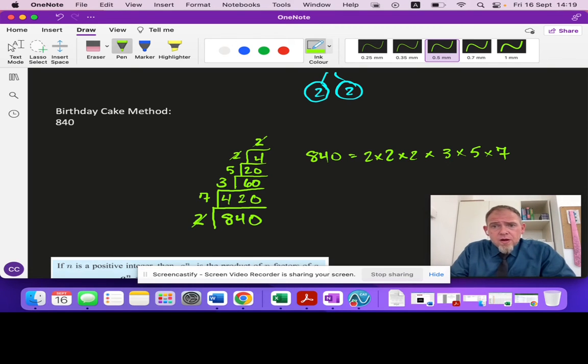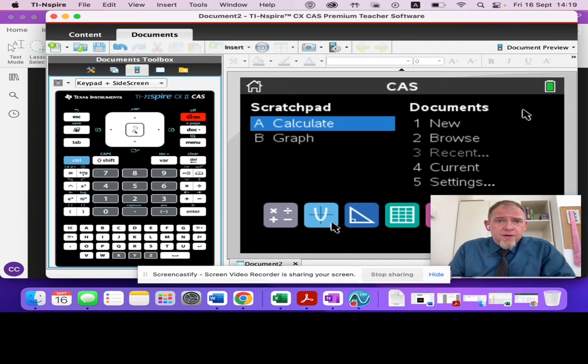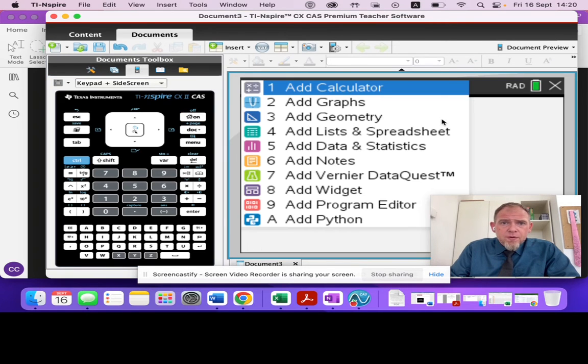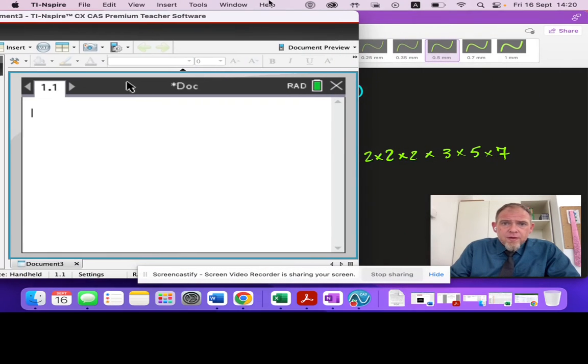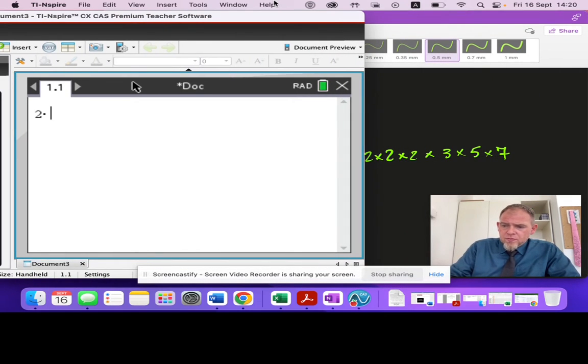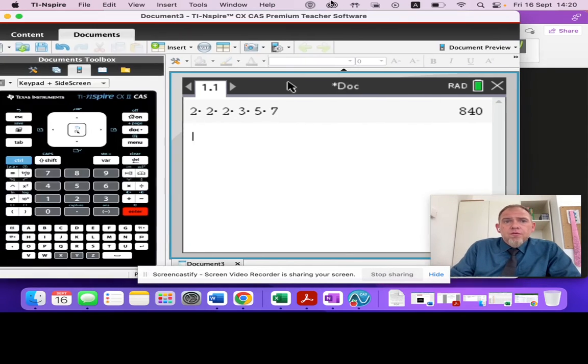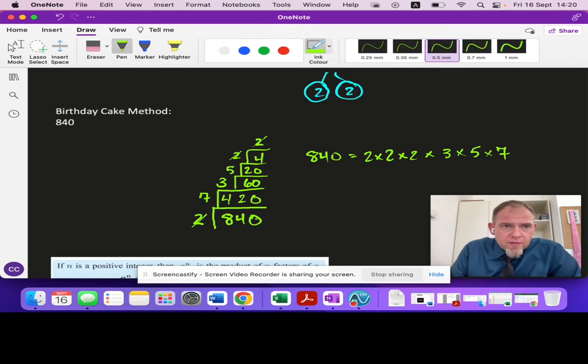That works great. We can check that. I don't want to check it by hand, so I'm going to use my calculator here. So from this home position, I'm going to do a new document. I add a calculator, and then I'm just going to get my numbers there. So I'm going to do 2 times 2 times 2 times 3 times 5 times 7. 840 checks out. I'm pretty happy with that.